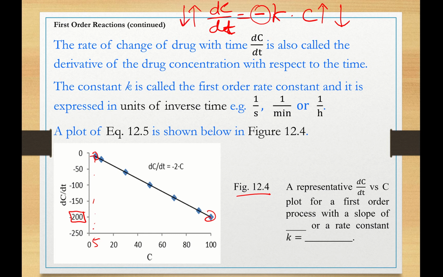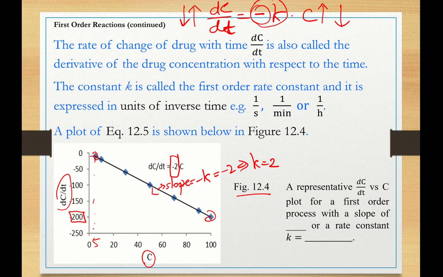Also, we've plotted dC/dt against the C. So the slope must be equal to negative k. So here, slope is equal to negative k, and from the best fit equation you can see that the slope is equal to negative 2. So therefore k is equal to 2.